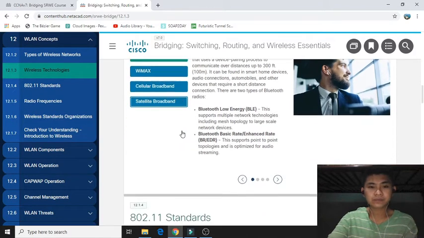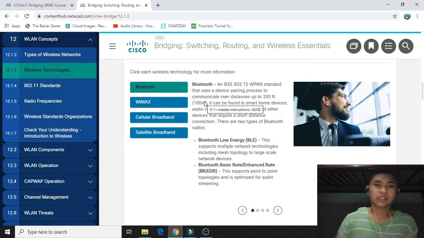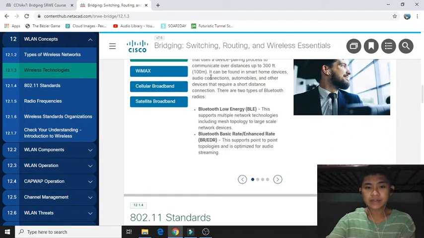First, we have Bluetooth, an IEEE 802.15 WPAN standard that uses a device pairing process to communicate over distances up to 300 feet or 100 meters. It can be found in smart home devices, audio connections, automobiles, and other devices that require a short distance connection.